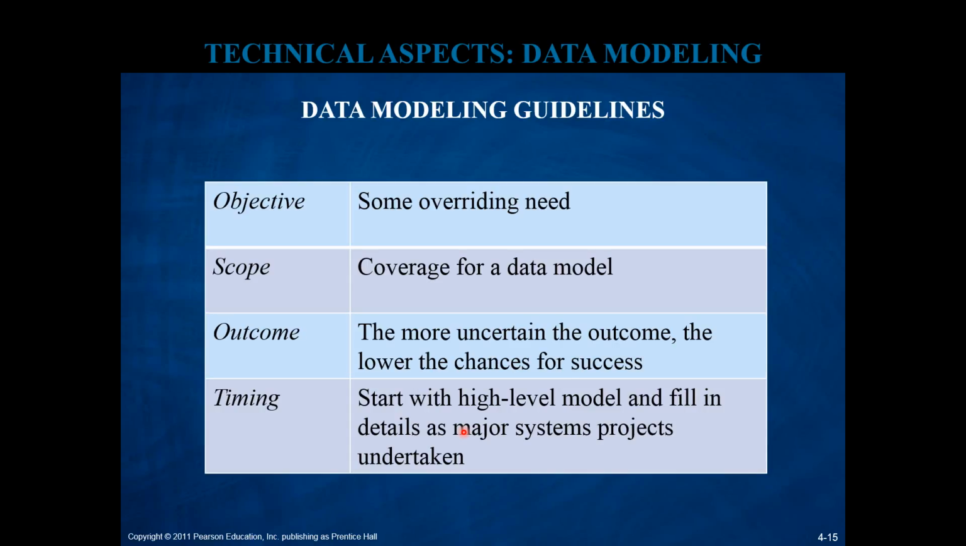Also, you need to take into consideration the outcome. The more uncertain the outcome, the lower the chances for success. So I think it has overlap with the subjective criteria. Basically, what it means is that you need to understand what you are building this model for. Are you building a data model for a specific application?